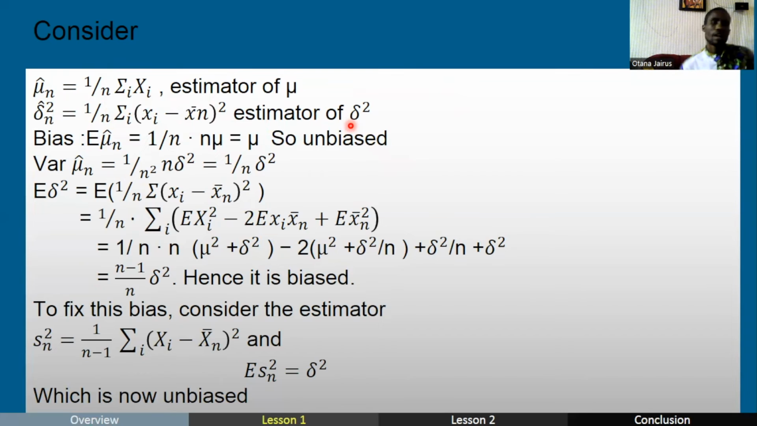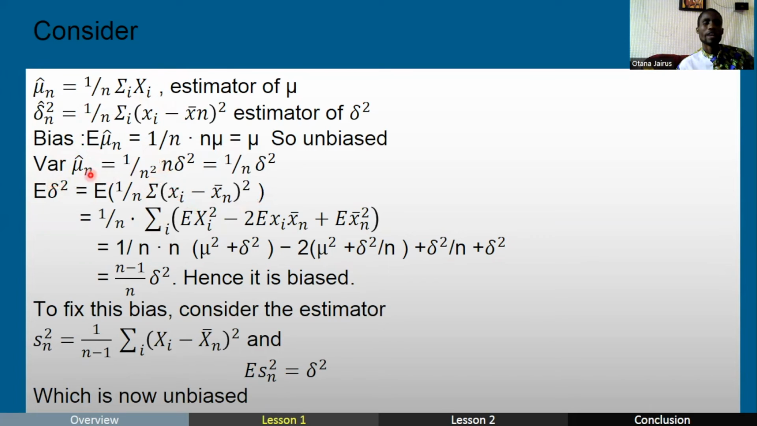Now our bias, we get it by taking the estimate of the mean, which is mu. The estimate of mu n is given by 1 over the sample size n, multiplied by the sum of the xi. When we get the expected value as mu, we can say that it is unbiased, okay? It's unbiased. And the variance now, the variance of the mu n, the estimate of mu, which in other terms is just the mean, okay?